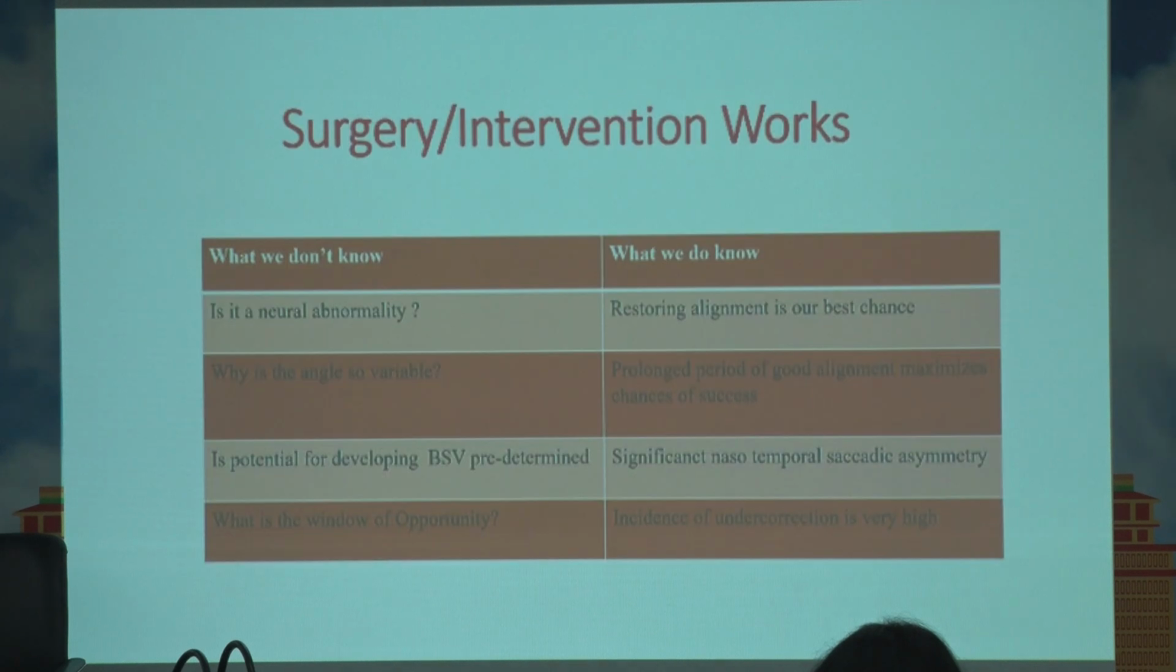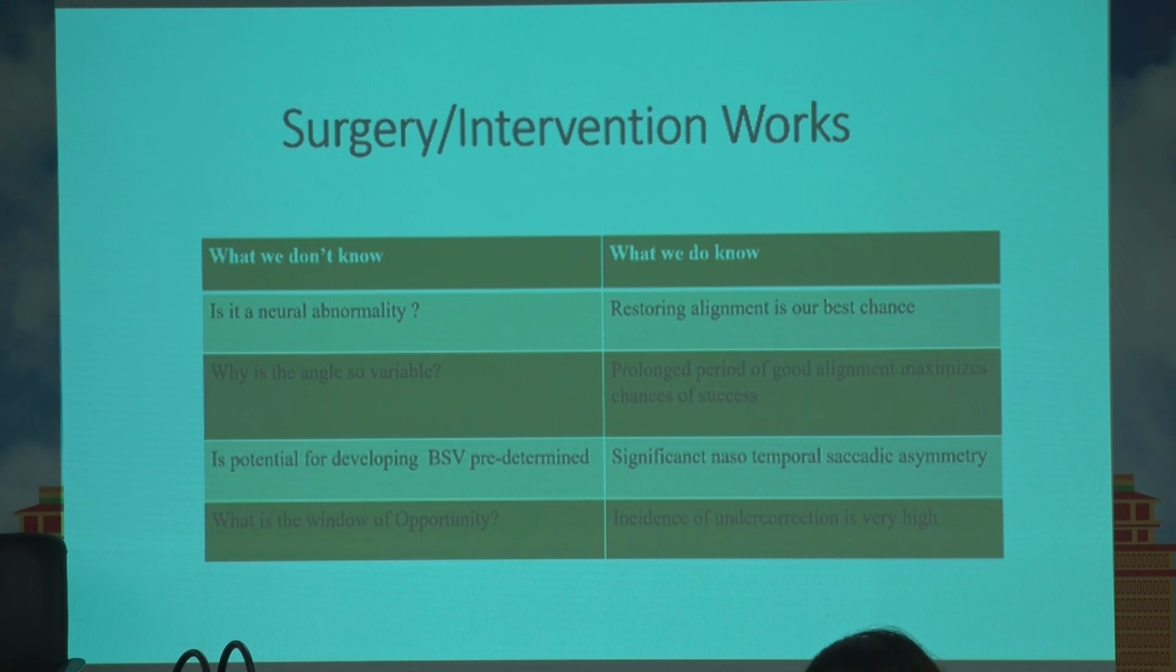But the other proponents, who are not in favor of Botox and say surgery is the only treatment for this, obviously say that we do not know about this anomaly: whether it is just a neural anomaly, why the angle is so variable in these cases, whether the potential for binocular lesion is predetermined, and what the window of opportunity is.